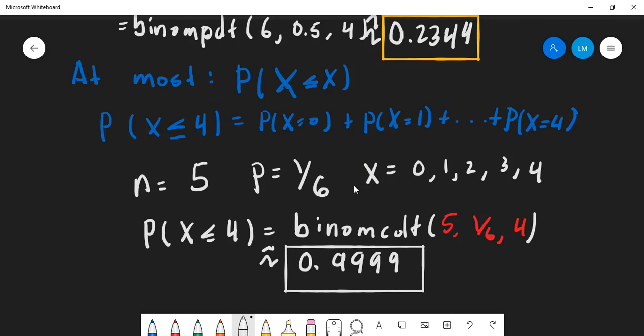So just to clarify, the function that does this for you is the binomial Cdf, and your parameters are n, p, x.